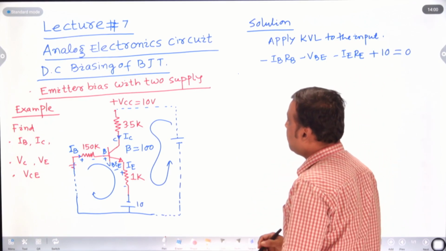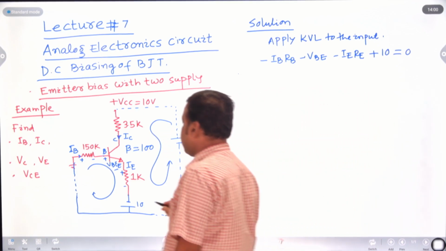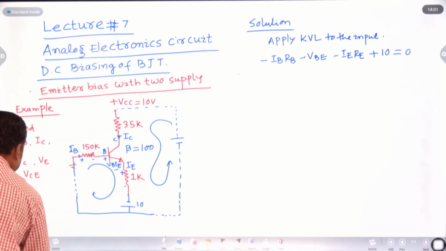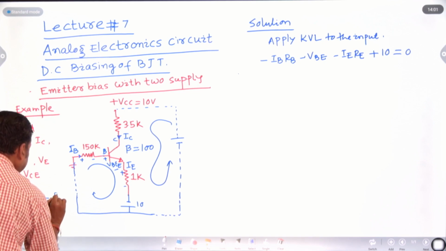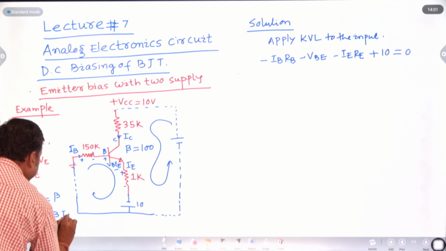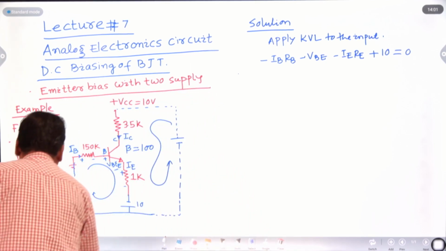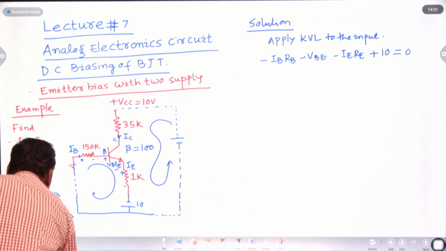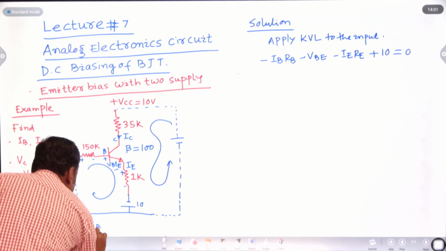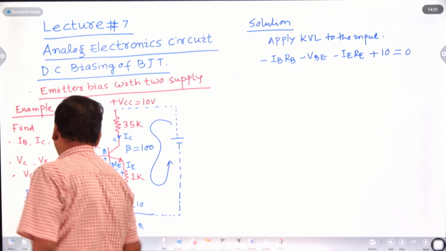First of all, beta value is 100, given. We know that IC by IB equal to beta. So IC equal to beta into IB. Here beta value is 100. So IE, emitter current, IE equal to the base current plus collector current, IC plus IB, which is nothing but 1 plus beta whole into IB.